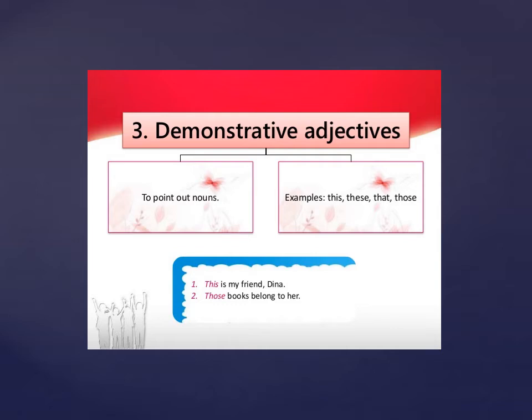Then children, the third one, demonstrative adjective. Demonstrative adjectives means to point out noun or pronoun. This is my friend Dina. So we are pointing out Dina, and we are saying this is my friend Dina. Those books belong to her. We are pointing out. These and those we are using for the singular and plural, and the noun is near or far. If it is near, then we are using the singular this, and for far we are using that. In the plural we are using these and those.